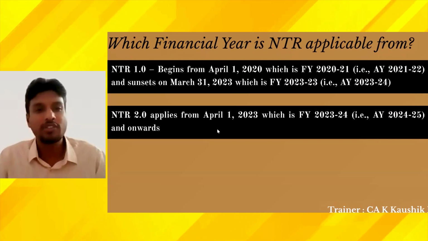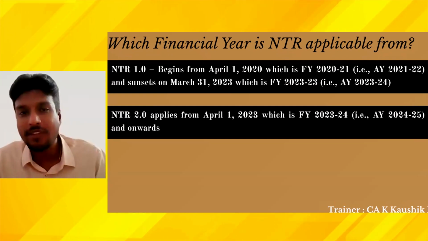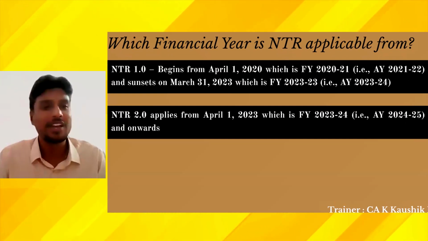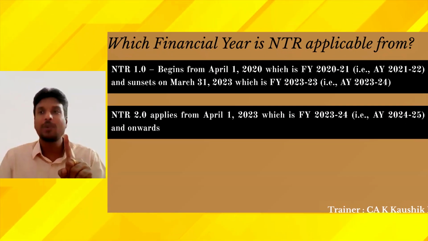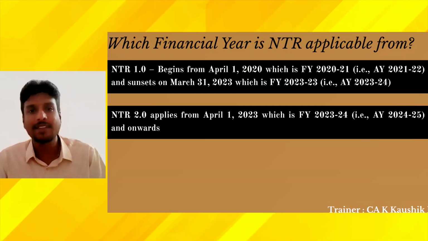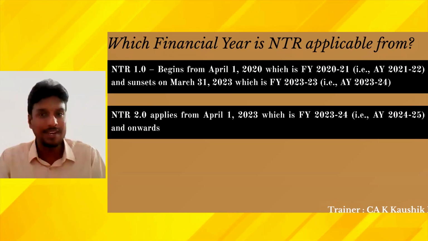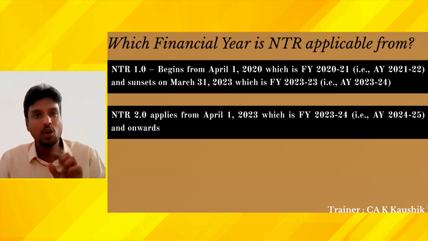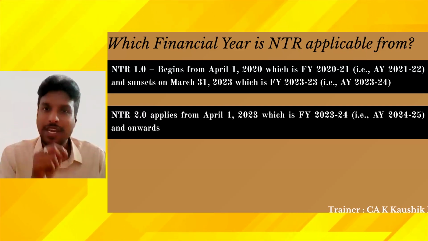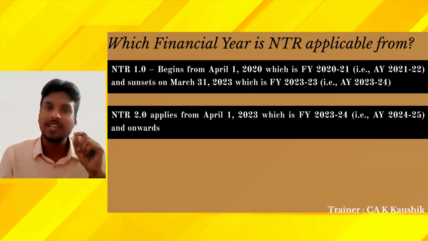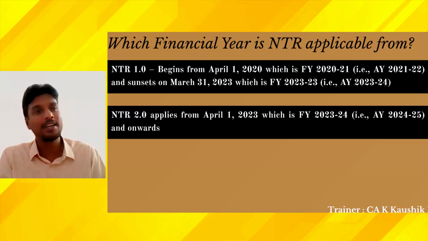The new tax regime 2.0 applies from 1st April 2023, which is financial year 23-24 onwards, that is assessment year 24-25 onwards. So let me quickly summarize. 1st April 2020 till 31st March 2023, that means financial year 2021 till financial year 22-23, that is assessment year 21-22 till assessment year 23-24. Then the new tax regime shall be applicable from 1st April 2023, financial year 23-24 onwards, and the relevant assessment year shall be 24-25.